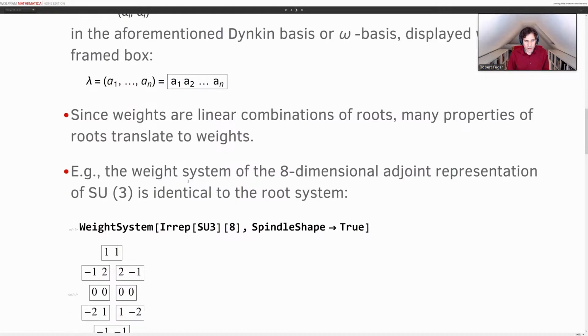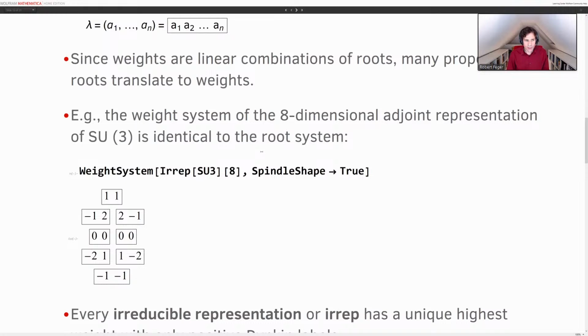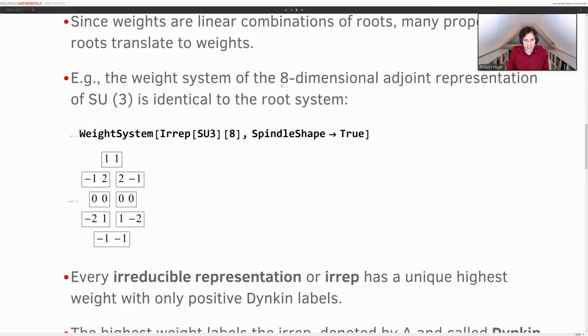So as I said before, the weights are similar to the roots. They are linear combinations of the roots. So many properties of the roots translate to the weights. So this here is the weight system of the 8-dimensional representation, which is the adjoint representation, which I already mentioned to you. And it is in fact identical to the root system of SU3.